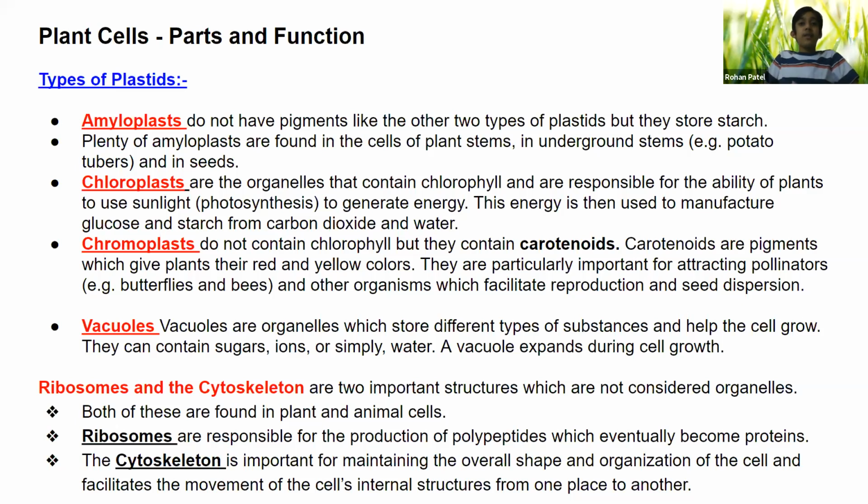The ribosomes and cytoskeleton are also important, but they are not organelles. Both are found in both plant and animal cells. The ribosomes are important for producing polypeptides, which become proteins. Without the ribosomes, no proteins, and that's important for the cell to live. And the cytoskeleton is important for maintaining the overall shape. It's like our skeleton, like our backbone. It keeps the shape.